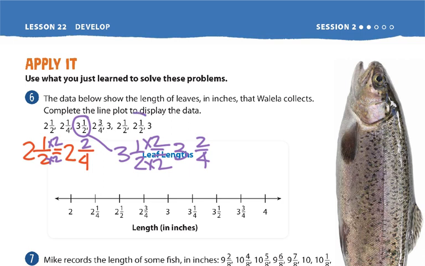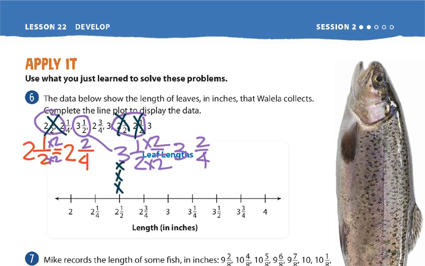I got these 2 fellas right here. But they match this one that I already did, so I know that that's 2 2/4. So I'm ready to start plotting. 2 2/4. I have 1, 2, 3. 2 2/4. I'm going to put them right here. I got 3 of those.